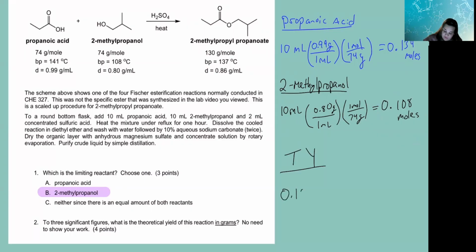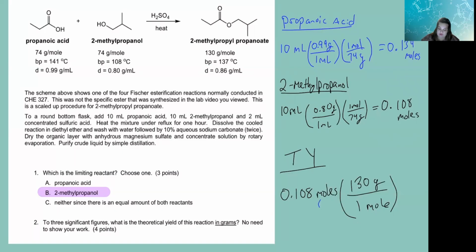We have 0.108 moles. They want it in grams. Grams of what? Do we want to know how many grams of methylpropanol we're going to create with this? No. Do we want to know how many grams of propanoic acid we're going to create with this? No. We want to know how much of our ester we're going to make with this. So we are then going to put here 130 grams over 1 mole.